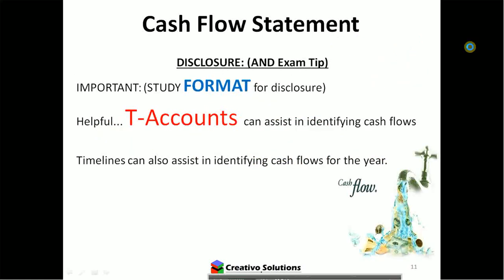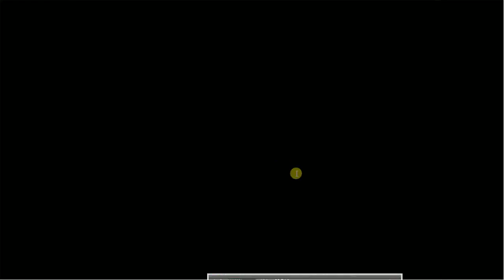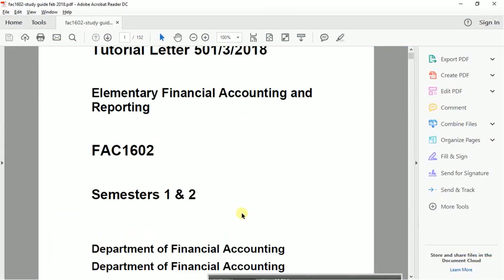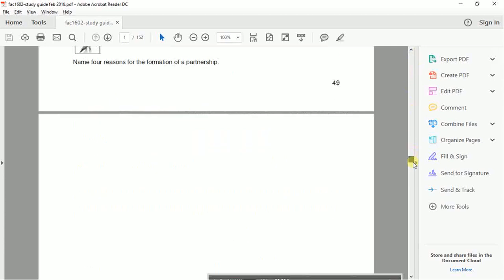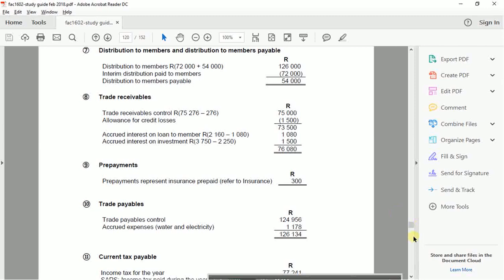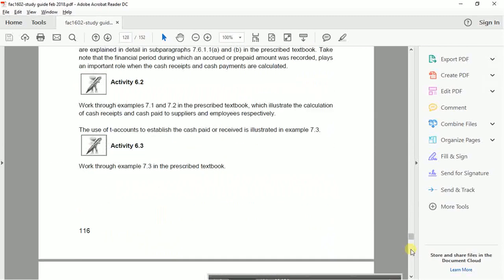All right, then the last slide is just important to stick to your T accounts, and you have to study the formats. It's like with any disclosure question. If you don't know what the picture looks like, you can't actually create it. You can't draw it. Okay, so let's see how you guys manage with a cash flow question. Let's go to the book. Let's go to the last chapter, because that's the last chapter that we need to actually look at. Chapter 6. Let's go to 6.1.